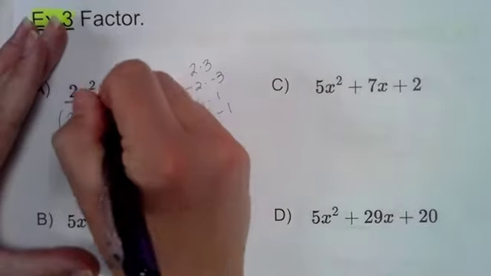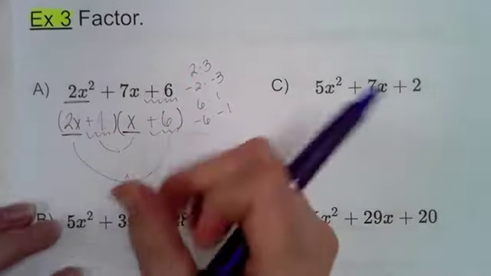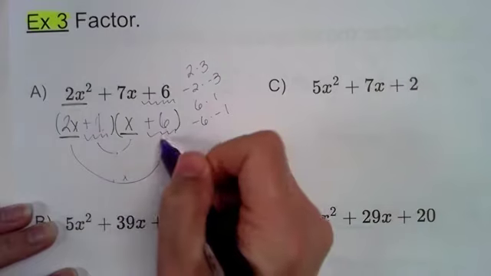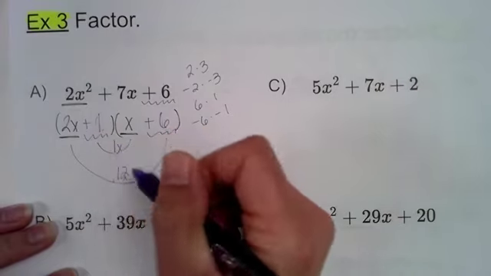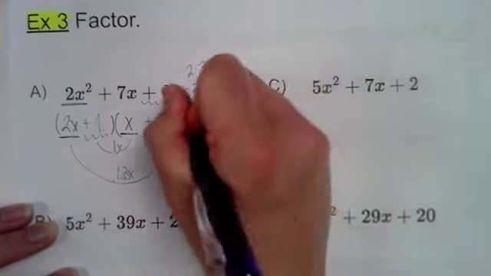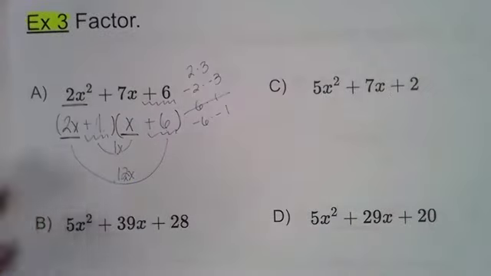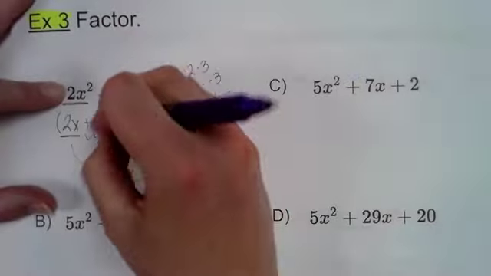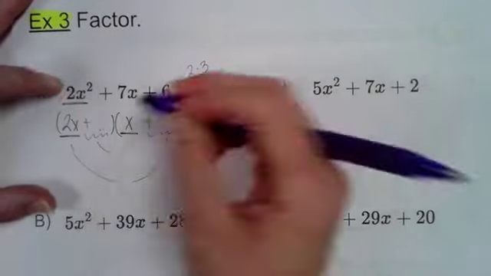If we move the 6 on the outside and the 1 on the inside, now what's the outer product here? 2x times 6 is 12x, plus 1x. Did we get it? No. 6 and 1 does not work. This is because of the number in front. All right? It makes it more challenging. We have a guess and check method, and eventually you'll get good at it.